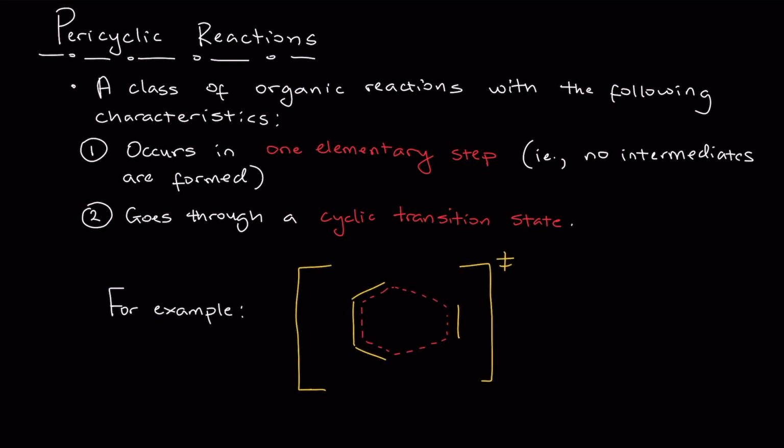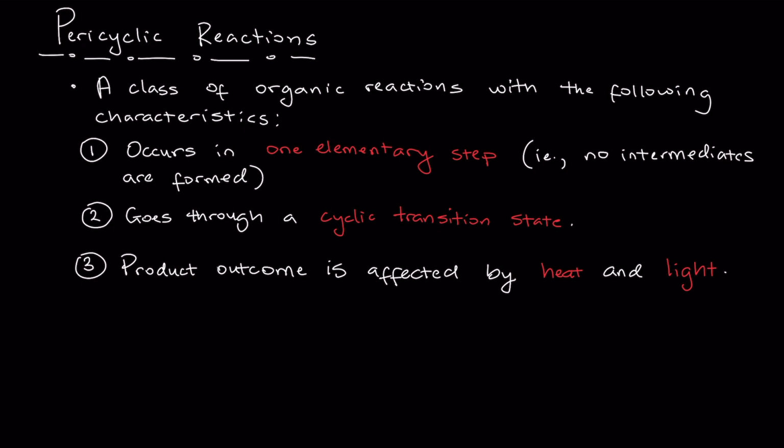In this example, we see that there are two molecules coming together, and those red dotted lines represent the electrons moving around in a closed loop. It's that closed loop that really defines the fact that we're going through this cyclic transition state. And we will certainly come back to this particular transition state as we go into the Diels-Alder reaction in this video.